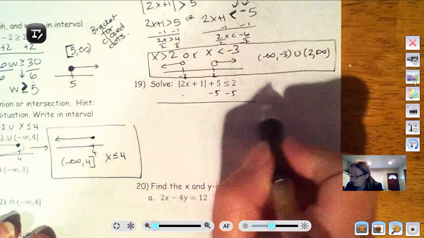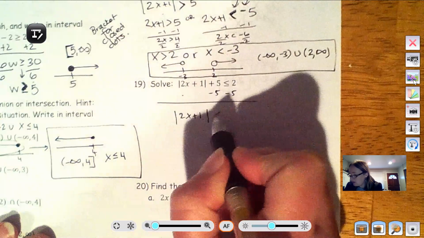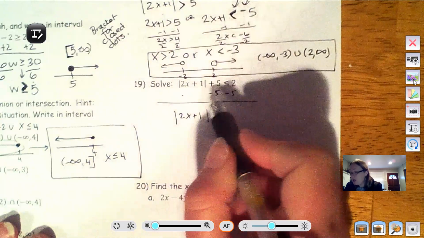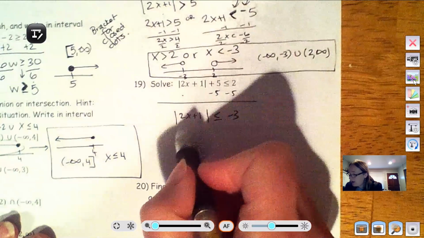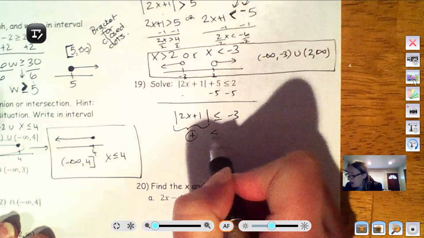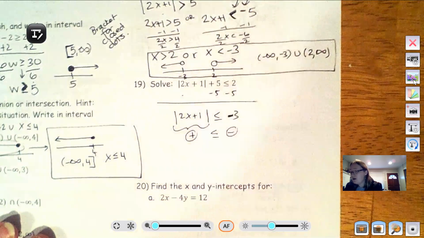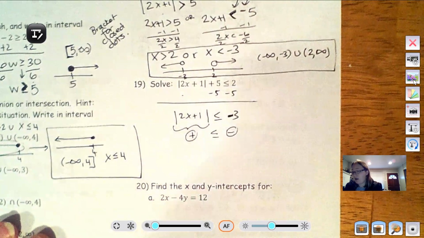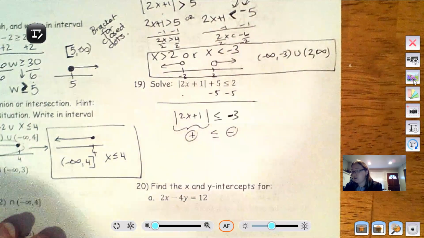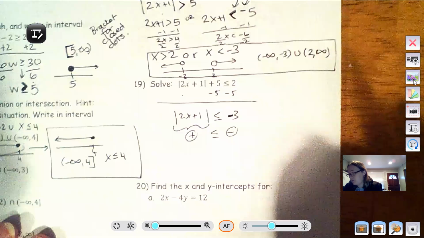So just like before, you can have special cases with the absolute value inequalities. Here we have a positive, and it's saying that it's less than a negative. So whenever you have a negative with absolute value, you want to stop and think, is it a no solution situation, or would everything be a solution?